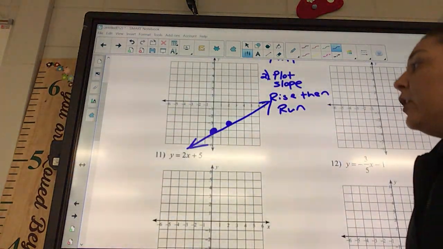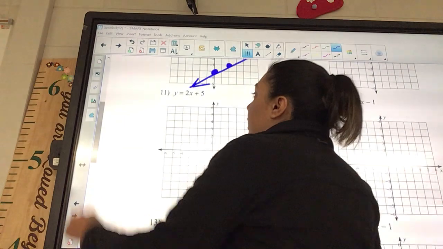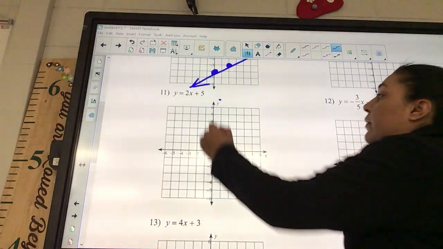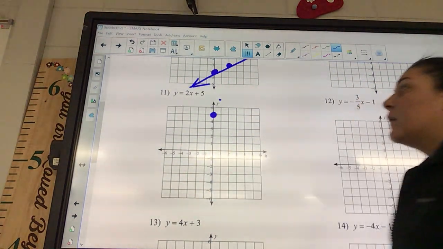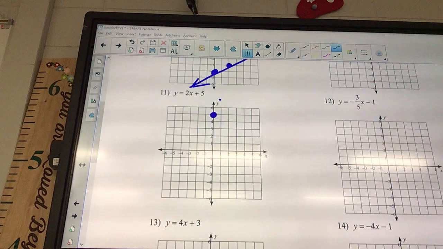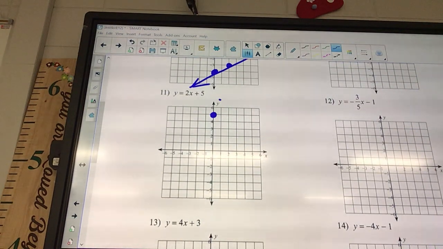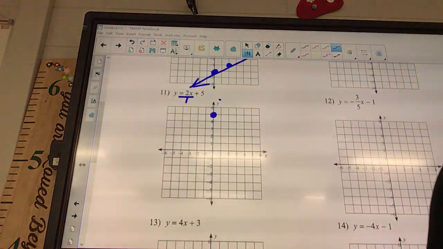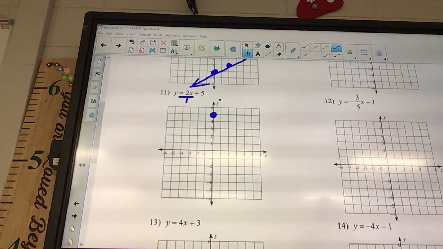Okay, so if we're looking at 11, what's our y-intercept? We need to plot that first. It's at 5, so go to the y line and go to 5. Okay, and what is the slope? 2 over 1. There's nothing underneath of it, so you can draw a 1 underneath of it. So you rise 2. Can we rise 2? No, you can't, which means this is where it gets kind of tricky. So you have to go down 2, for sure.